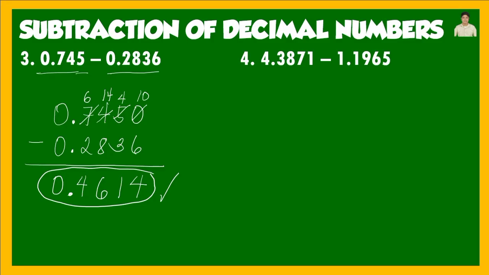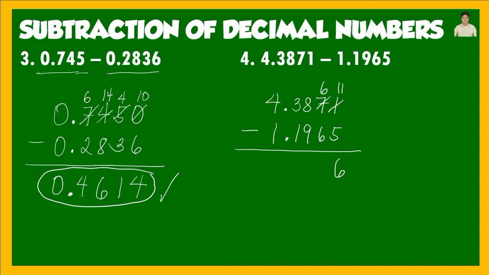Next, number 4. So, write lang natin 4.3871 minus 1.196 and then 5. 1 minus 5, so cannot be. So, manghihiram tayo dito sa 7. So, 7, this will become 6. And then 1, this will become 11. 11 minus 5, the answer is 6. 6 minus 6, obviously, the answer is 0.